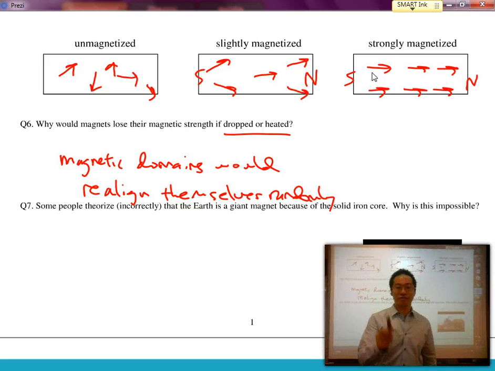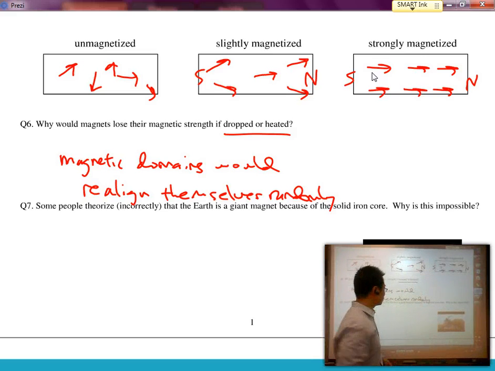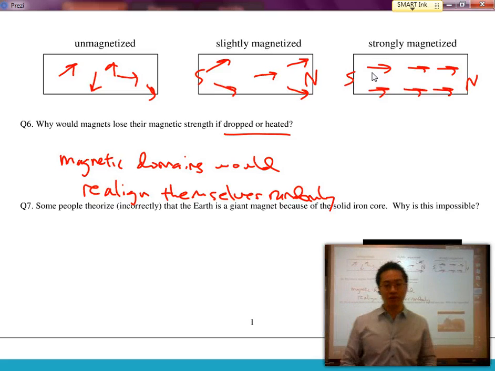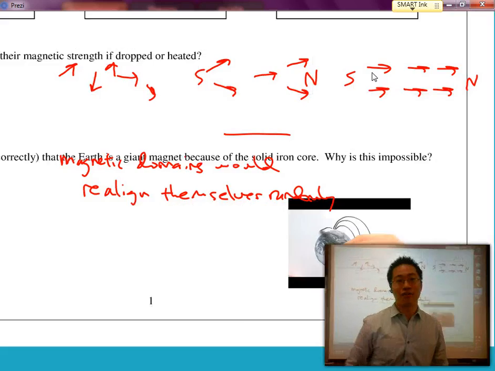And it's this fact that simply proves that when people say that the Earth is a giant magnet, we already know that the Earth has a magnetic field. But why does it have a magnetic field? And a lot of people incorrectly assume that's because of its solid iron core. But this is impossible. And this video explains why.